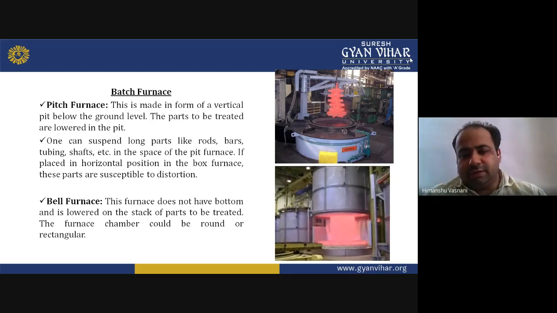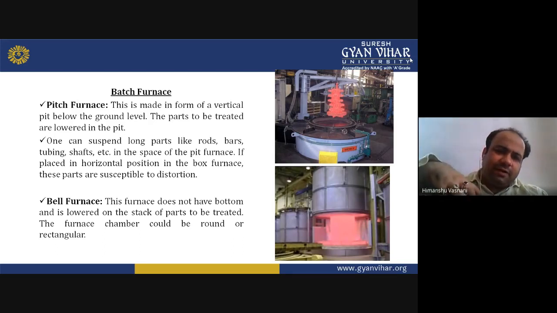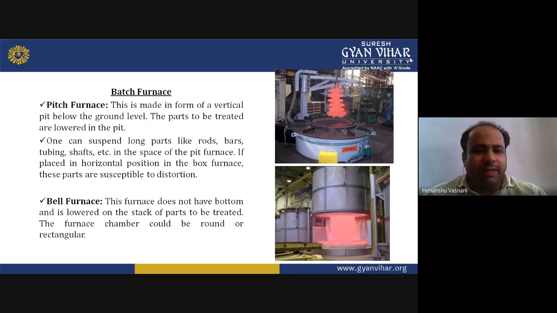Now, bell furnace. As the name says, you can understand a kind of shape from which, from the upper side, it can be lowered and pushed in the upward direction. It depends. You can say that this furnace does not have a bottom, like a bell.